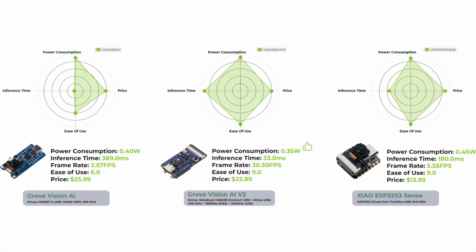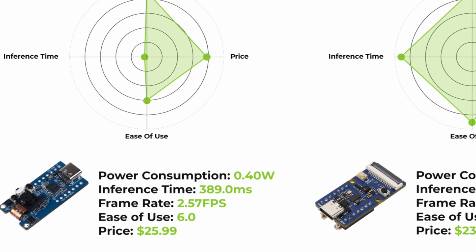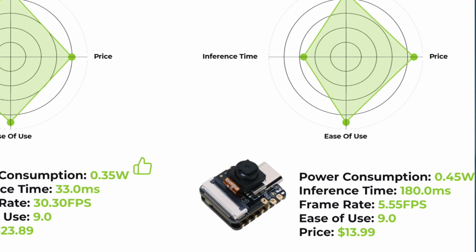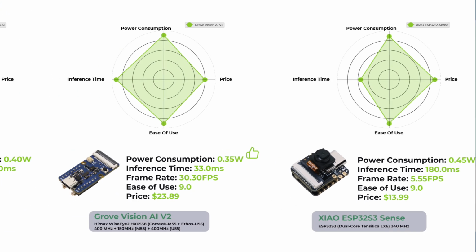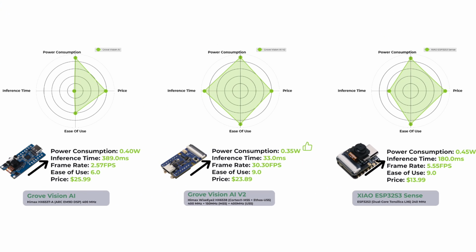This module is not only fast as compared to other boards, but it also consumes very little power. Here is the image from the official Seeed Studio website where it is compared with the previous generation of this AI Vision module and the Xiao ESP32S3 Sense board. As you can see, the frame rate is high, but the power consumption is lower than the other two boards. So that's the world's first microcontroller board just for computer vision.